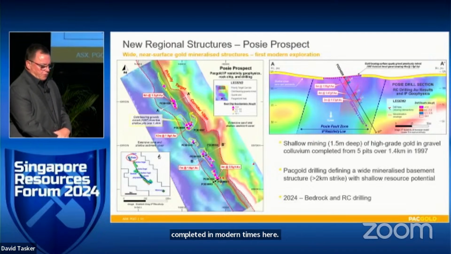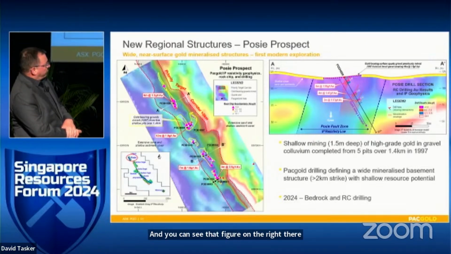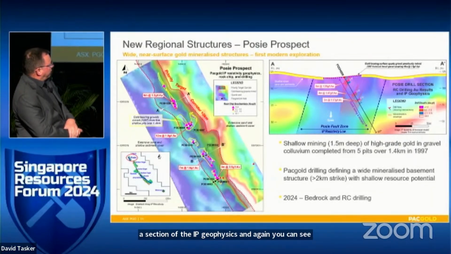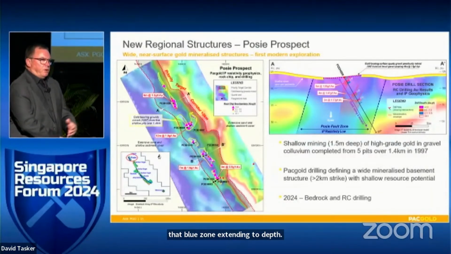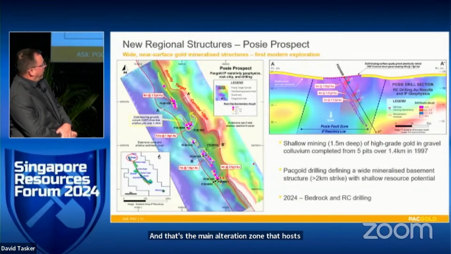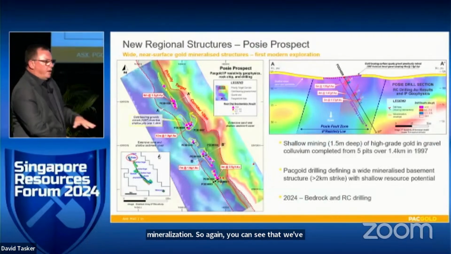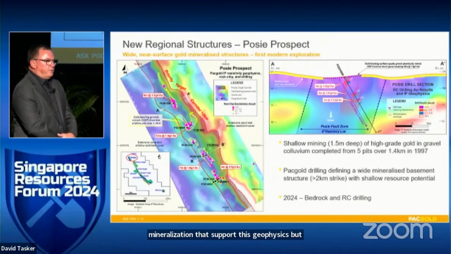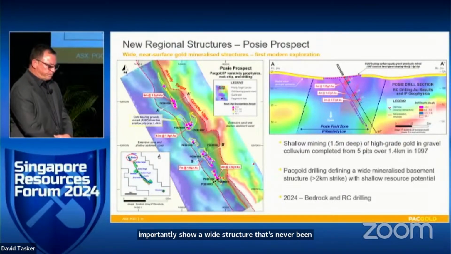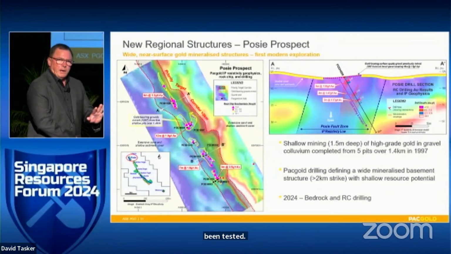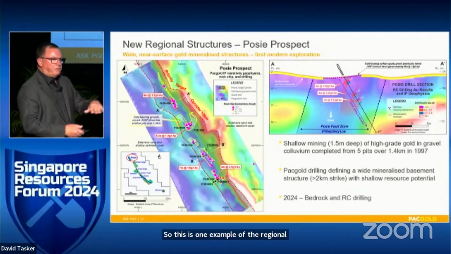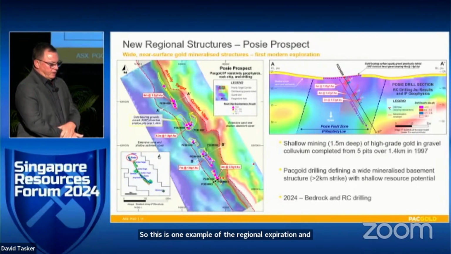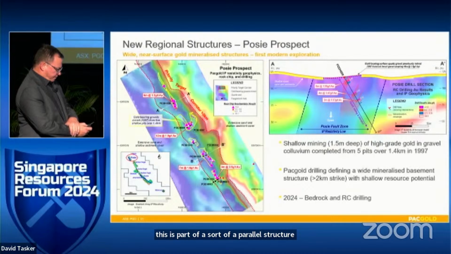And you can see that figure on the right there shows a section of the IP geophysics. And again, you can see that blue zone extending to depth. And that's the main alteration zone that hosts the mineralisation. So again, you can see that we've intersected a number of new zones of gold mineralisation that support this geophysics, but importantly show a wide structure that's never been tested. So this is one example of the regional exploration, and this is part of a sort of parallel structure that we're seeing here.